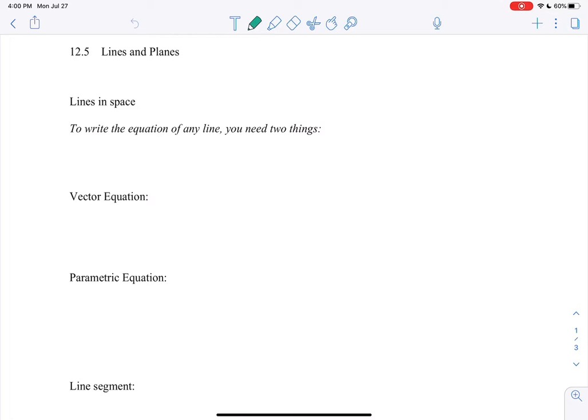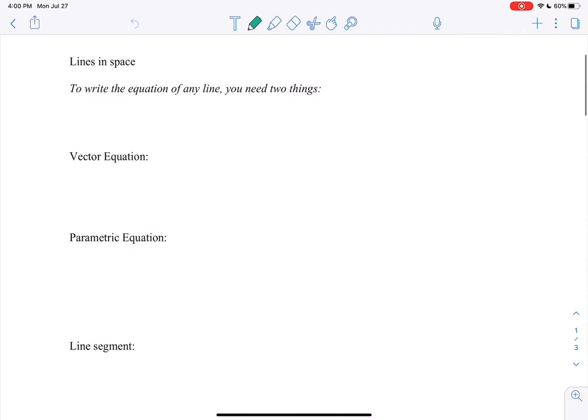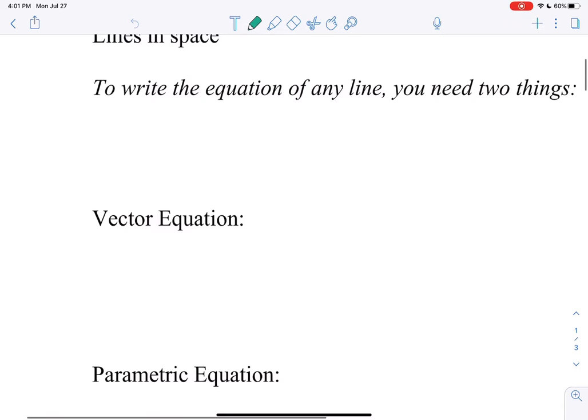To get started, we'll start with lines. We're going to be talking about these lines in space. To write the equation of any line, you always need two things. You might remember this from even Algebra 1. Sometimes the equation of a line is called the point-slope form. So you need those two things as well. One of the things you always need is, first, a point on the line.